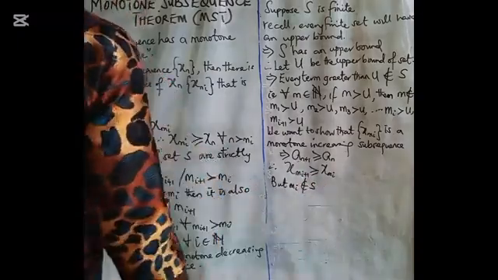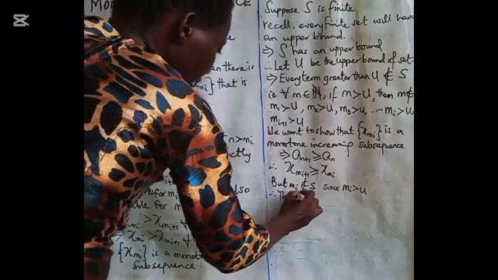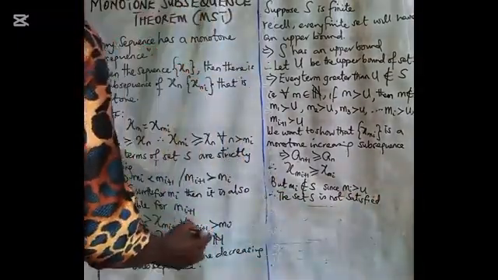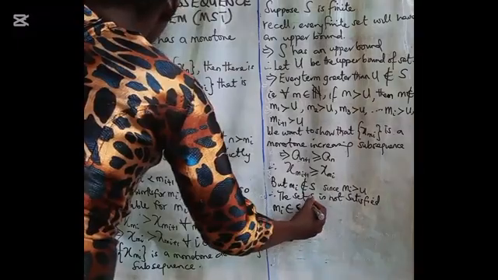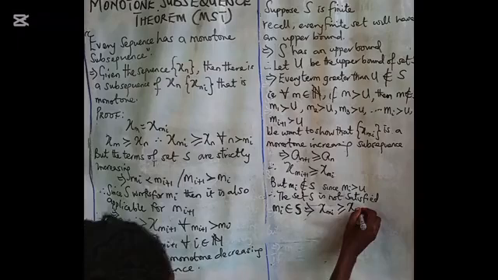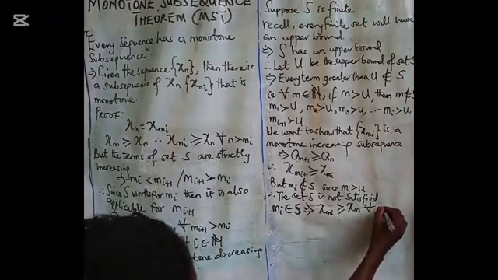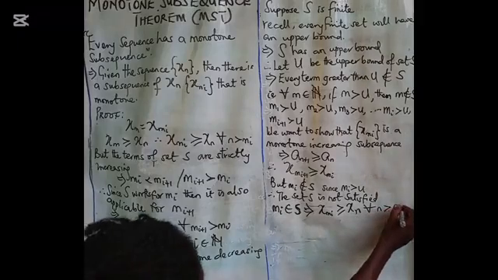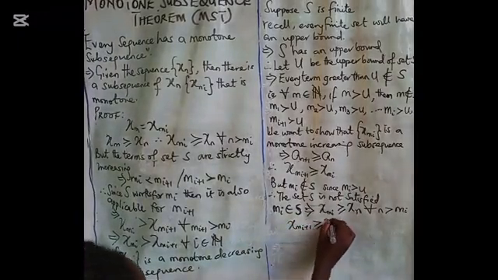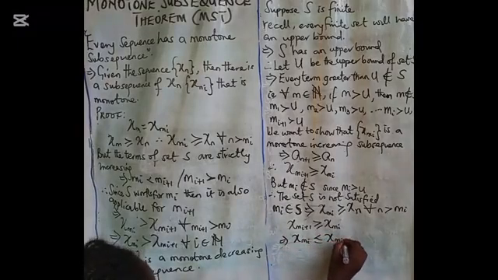But mi is not in S, since mi is greater than U. Therefore, it means that what? The definition of set S is not satisfied. And what's the definition of set S? Mi belonging to S will be such that x sub mi will be greater than or equal to x sub n for all n greater than mi. In this case, x sub mi plus 1 is greater than or equal to x sub mi, and that implies that x sub mi is less than or equal to x sub mi plus 1.